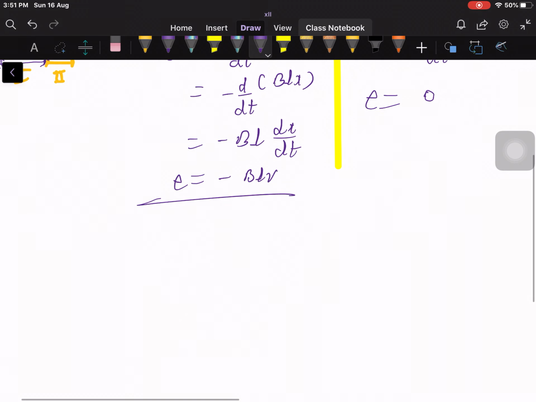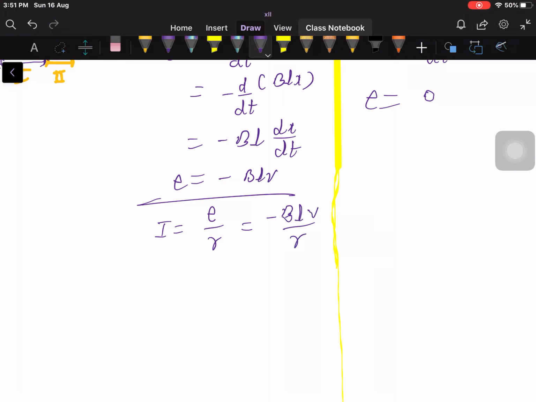Now if someone asks us what the current is, I am just extending it. If we talk about current, then for current we have the formula I is equal to E by R. What is E here? Minus BLv upon R. And what about here? In region 2 the current will also be 0.